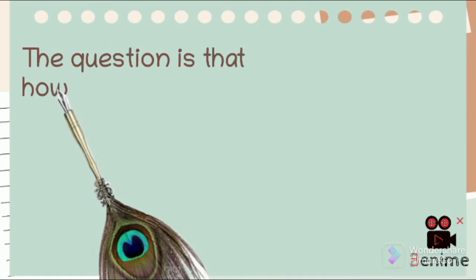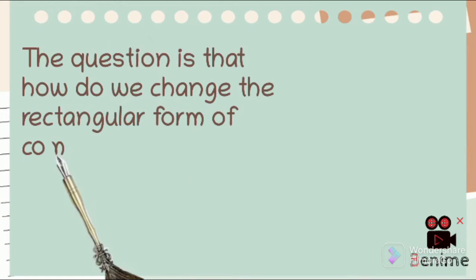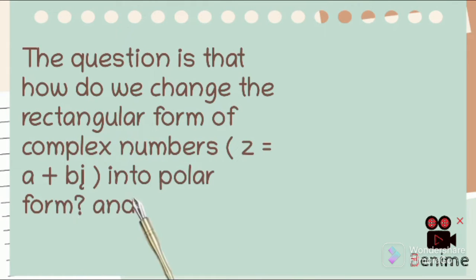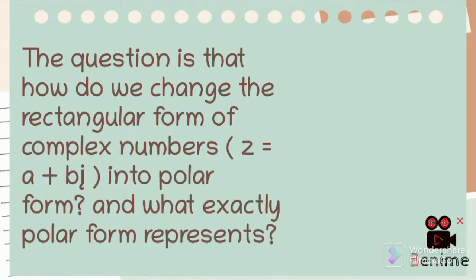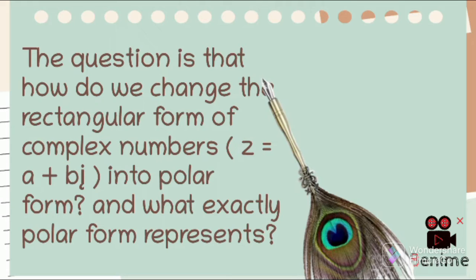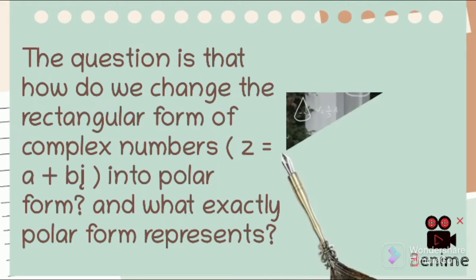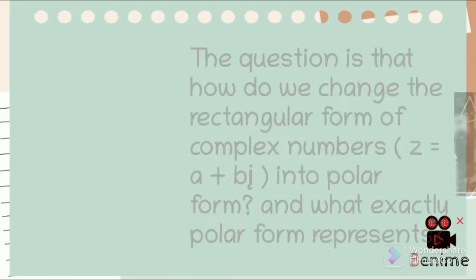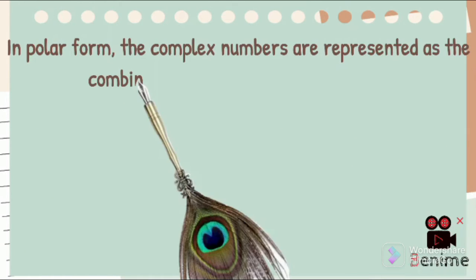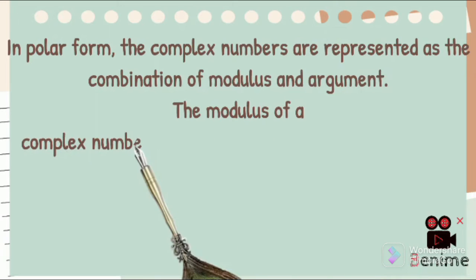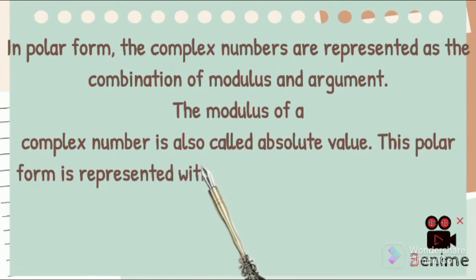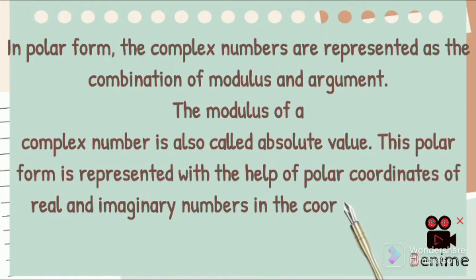The question is, how do we change the rectangular form of complex numbers, z equals a plus b iota, into polar form? And what exactly does polar form represent? In polar form, the complex numbers are represented as the combination of modulus and argument. The modulus of a complex number is also known as absolute value. This polar form is represented with the help of polar coordinates of real and imaginary number.